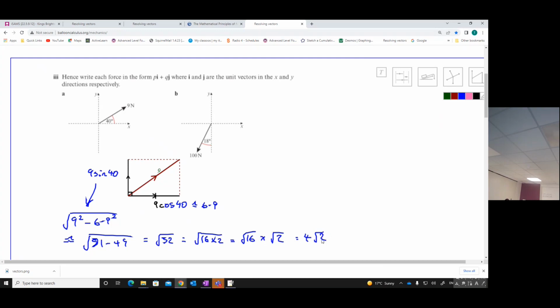Shall we see whether 4 root 2 is impressively close to 9 sine 40? So who's got the calculator? Would you please do 9 sine 40? 5.79-ish. And 4 root 2-ish is 5.66. So very impressively close from Arno's idea of doing Pythagoras there.